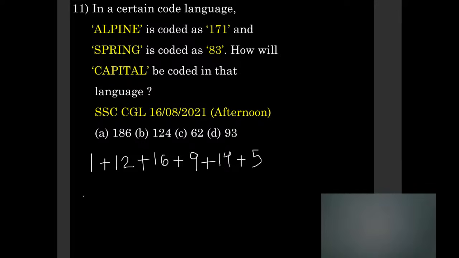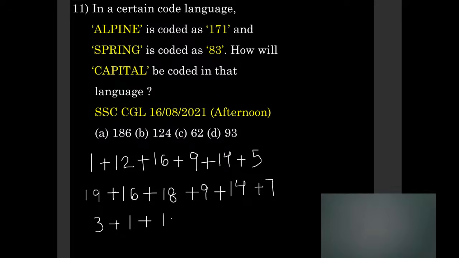Next, let us write the code for Spring also. S is 19, P is 16, R is 18, I is 9, N is 14, and G is 7. These are the values for Spring. Next, let us write the code for Capital also. C is 3, A is 1, P is 16, I is 9, T is 20, A is 1, and L is 12. These are the values of each and every alphabet.